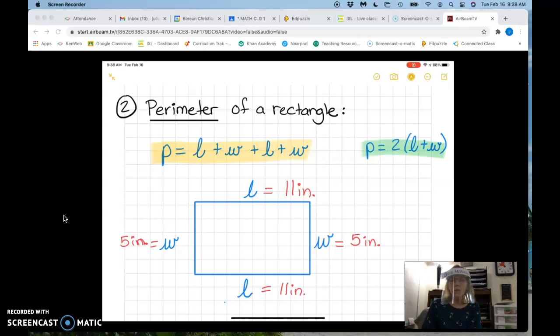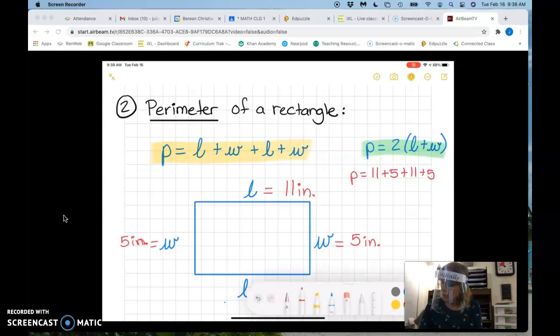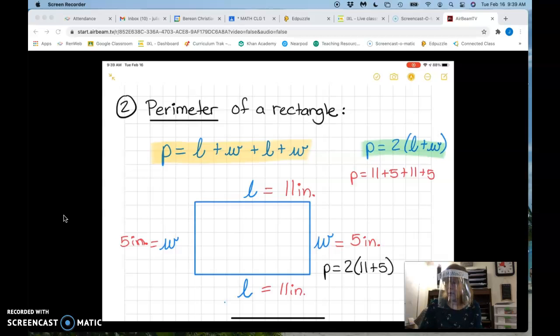So now you can use either formula you want. You could either write P equals 11 plus 5 plus 11 plus 5 and solve it. Or we can use the other formula. We could write P equals 2 times and then just add 1 length and 1 side together. So I'm going to solve both of them to show you how it goes. If we're doing the bottom one first, remember, order of operations says I have to do what first?